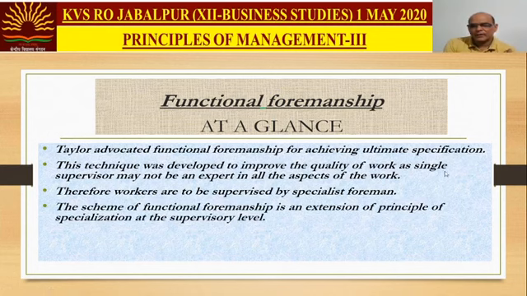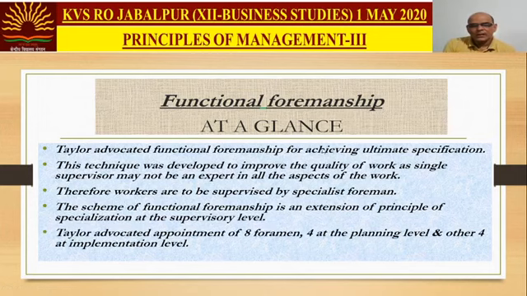The scheme of functional foremanship is an extension of principle of specialization at the supervisory level, or we can say division of work. Taylor advocated appointment of 8 foremen, 4 at planning level and other 4 at implementation level. I hope by the end of this slide you are very much sure that what functional foremanship is. So functional foremanship is first and very important technique of scientific management. Let us move forward.